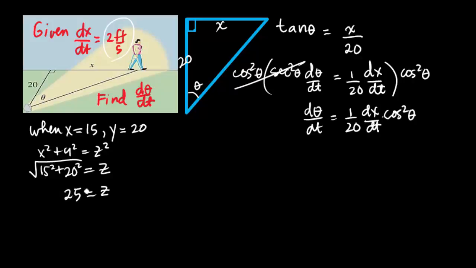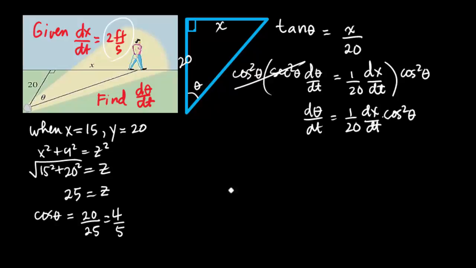Now, why are we doing this? That way we can look for the cosine of the angle θ. Cosine of θ is adjacent over hypotenuse, so 20 over the hypotenuse, which at the instant when x is 15 is 25, which means this is 4/5.